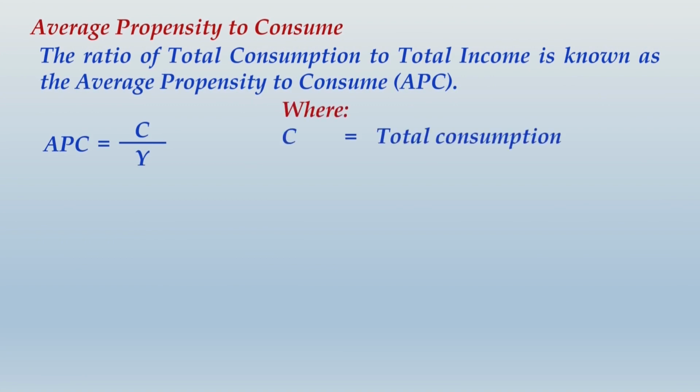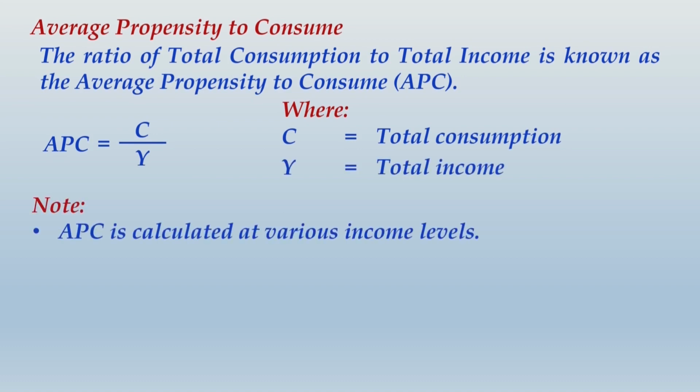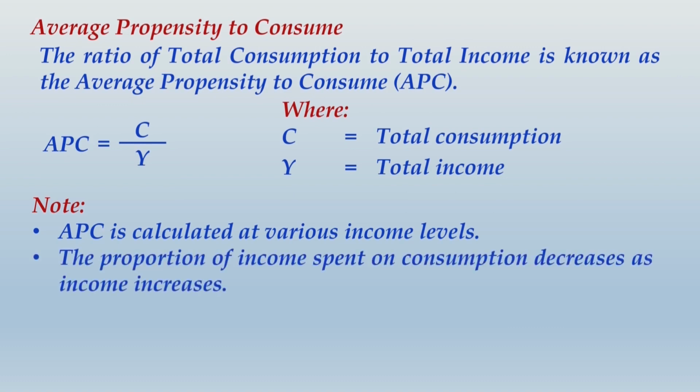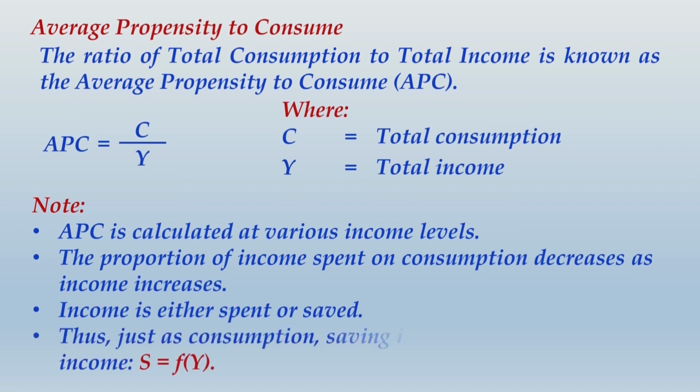Let us define the variables. C is the total consumption, Y is the total income, and let us write a note over here. APC, that is average propensity to consume, is calculated at various income levels. The proportion of income spent on consumption decreases as income increases. Income is either spent or saved. Thus, just as consumption, saving is a function of disposable income.